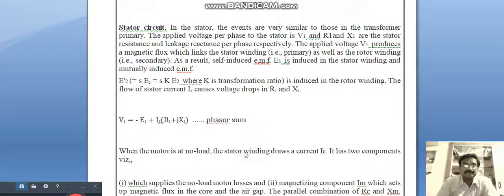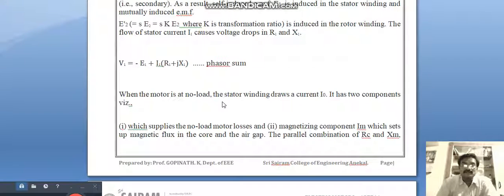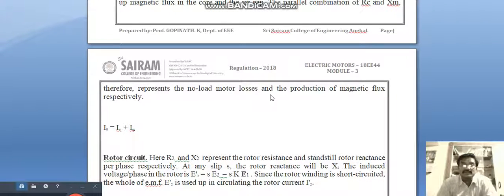Phasor sum. When the motor is at no load, the stator winding draws a current I naught. It has two components: the no-load motor loss component Iw and the magnetizing component Im, which sets up the magnetic flux in the core and the air gap. The parallel combination of Rc and Xm therefore represents the no-load motor losses and the production of magnetic flux respectively. So I naught is equal to Iw plus Im.